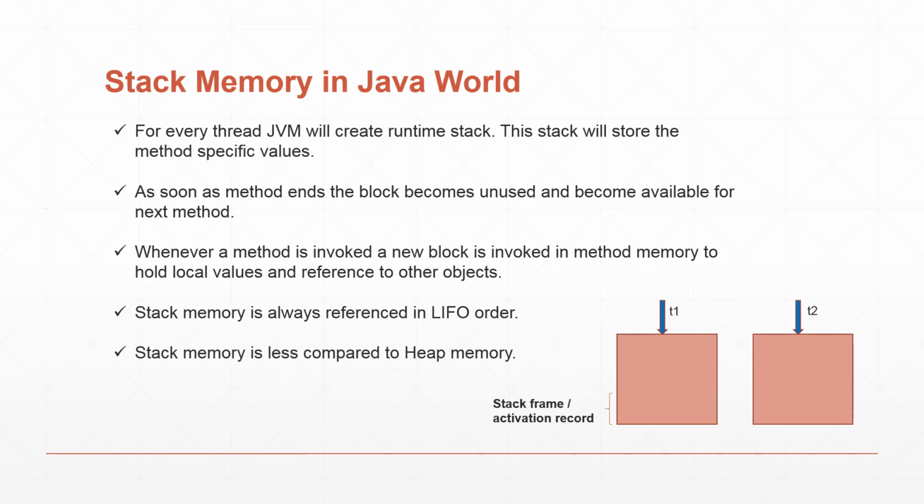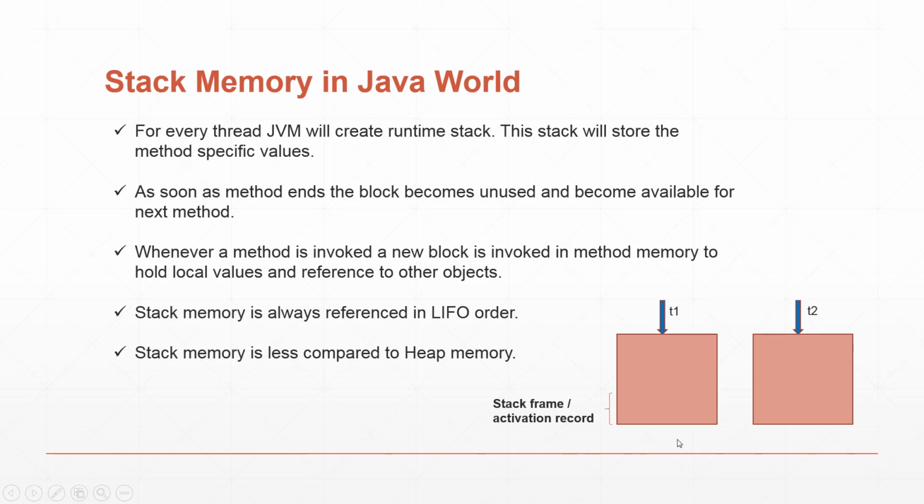So Java stack memory is used for execution of a thread. They contain method specific values that are short lived. As discussed in the previous slide, stack memory is always referenced in LIFO, or last in first out, order.